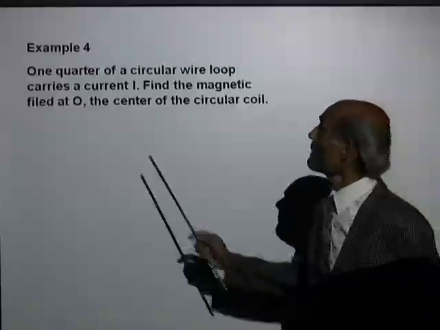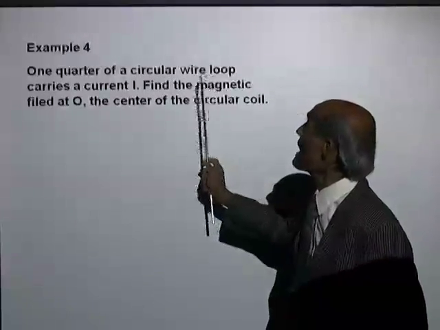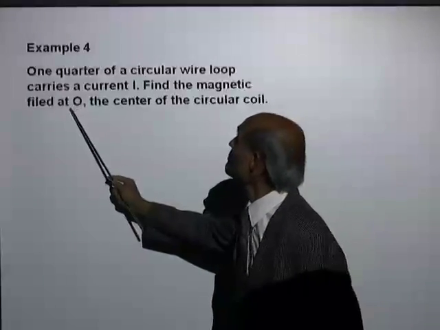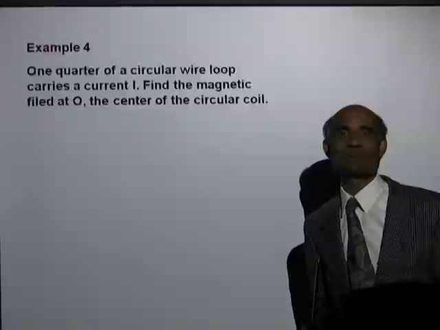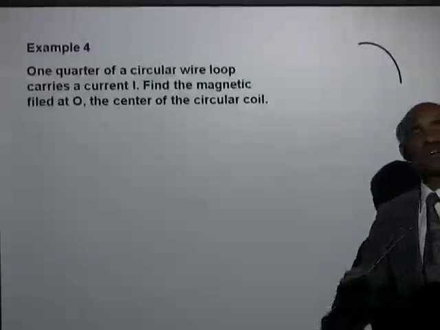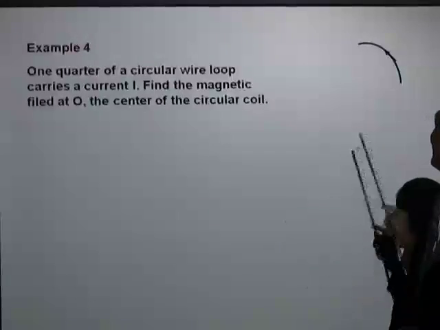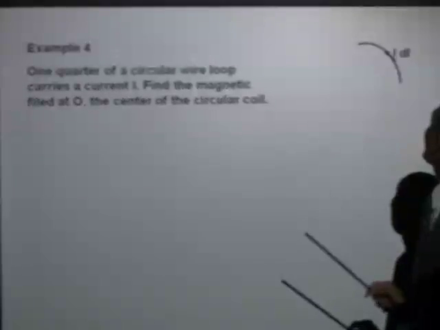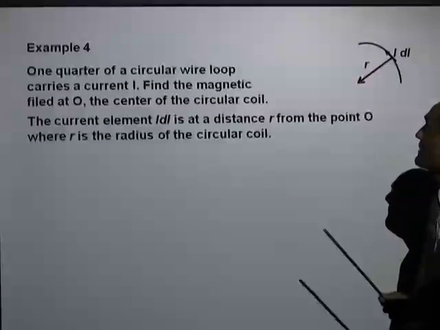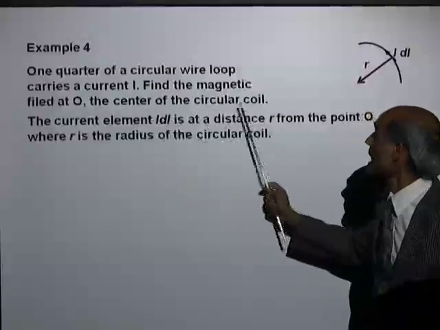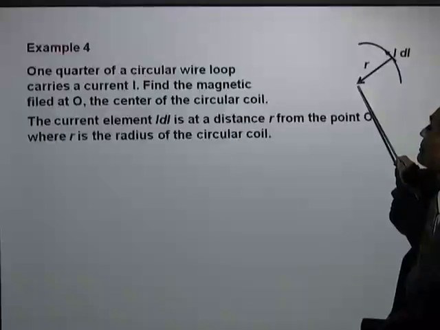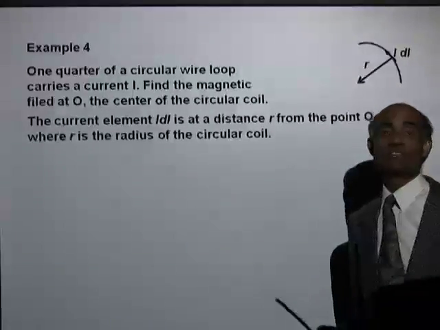Another example. One quarter of a circular wire loop carries a current I. Find the magnetic field at O, the center of the circular coil. This time we have just one quarter of a loop, and that is the IdL that we're going to choose. The vector R is the radius of that loop, so the current element IdL is at a distance R from the center point O, where R is the radius of that coil.